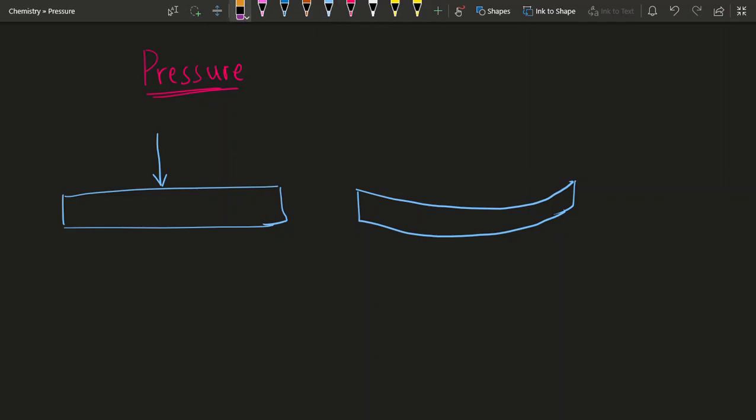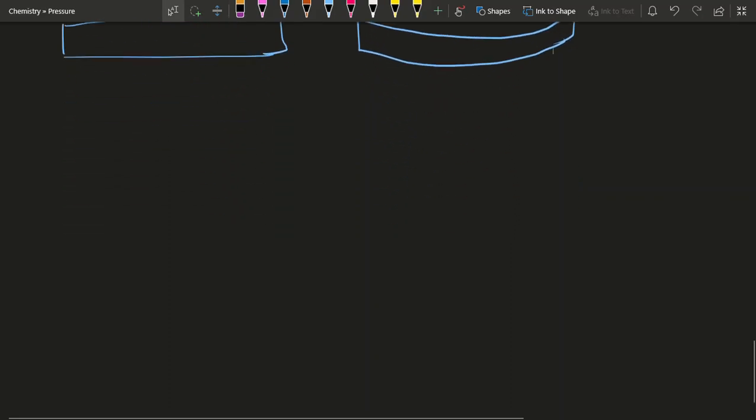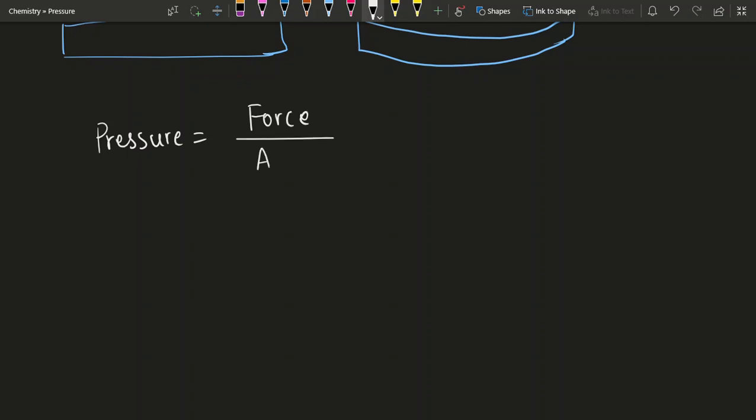So let's define pressure as a mathematical expression. You can write pressure as force applied per unit area. That means if you divide force by the area on which it was applied, it would be equal to the pressure that the force applied.